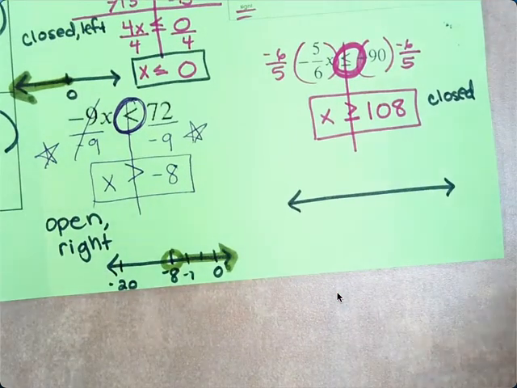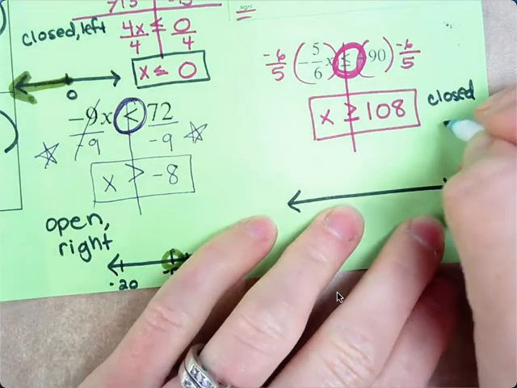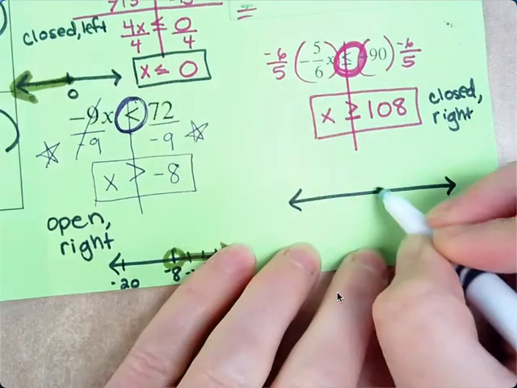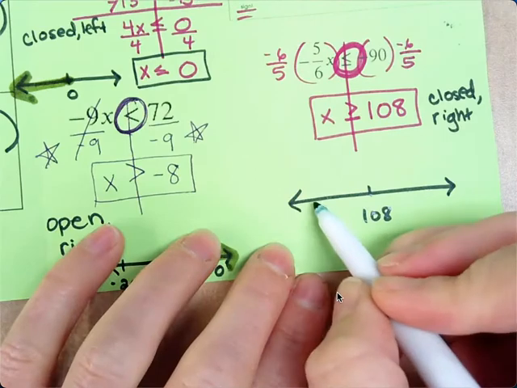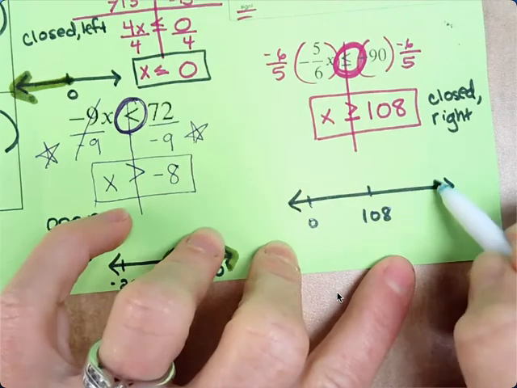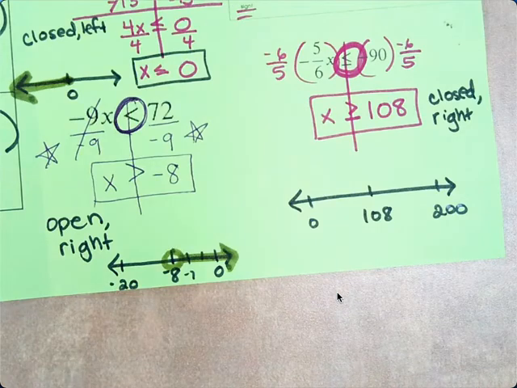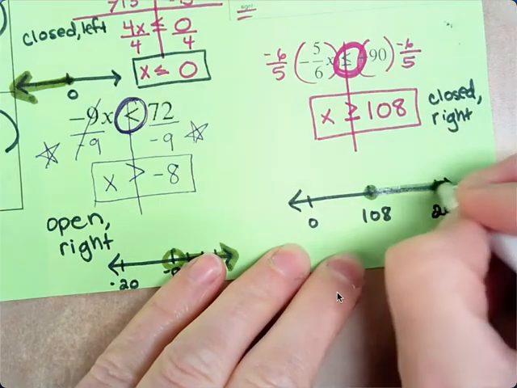So it's going to be closed, and it is greater, so it's going to go right. So I have 108 here. 0 would be to the left of that. Let's say that this is 200 or something like that, because it's kind of in the middle. So we can kind of estimate there. And so it's going to be a closed circle on 108. It's going to go right.